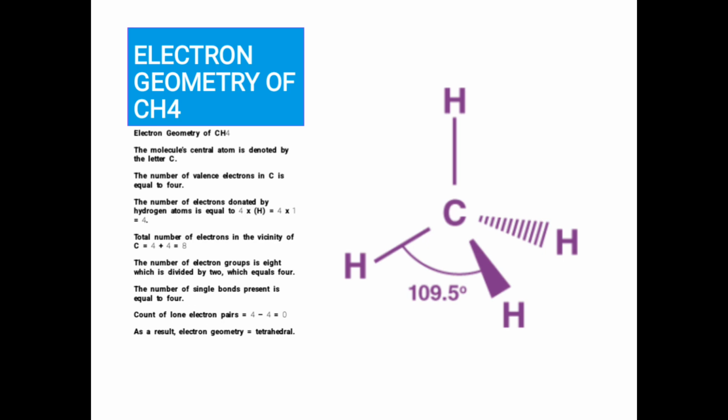So because it's having 4 atoms and 0 lone pair, the electron geometry therefore will be tetrahedral. That's how to determine the electron geometry of a compound. So you can take other compounds and treat them as well using this method we have mentioned.